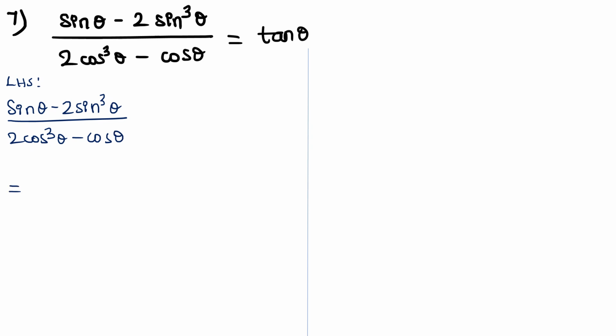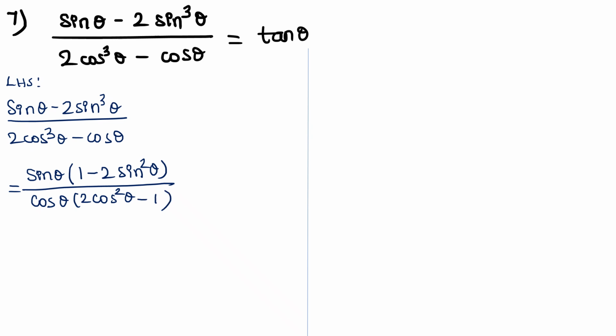So now I already know that as sin theta is there in both the terms, I can take sin theta common outside. I'll be getting 1 minus 2 sin square theta. If you multiply, you must get back the numerator, so you can also cross check in that manner. In the denominator, cos theta is common, so I will be able to take cos theta. Then you will be getting 2 cos square theta minus 1 here.